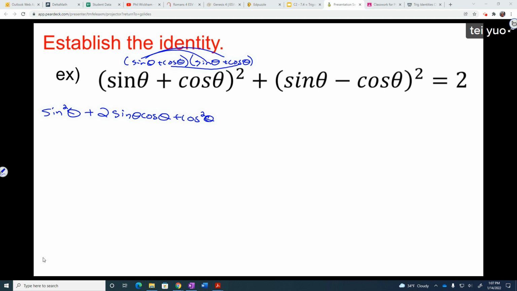And then this one's going to be the same thing, except it's a minus sign. So plus, we'll have a sine times a sine, so it'll be sine squared. Our outer and our inner are going to be the same, they're going to be minus sine cosines. It's going to be minus 2 sine theta cosine theta. And our last will become a plus, plus cosine squared theta, equals 2.